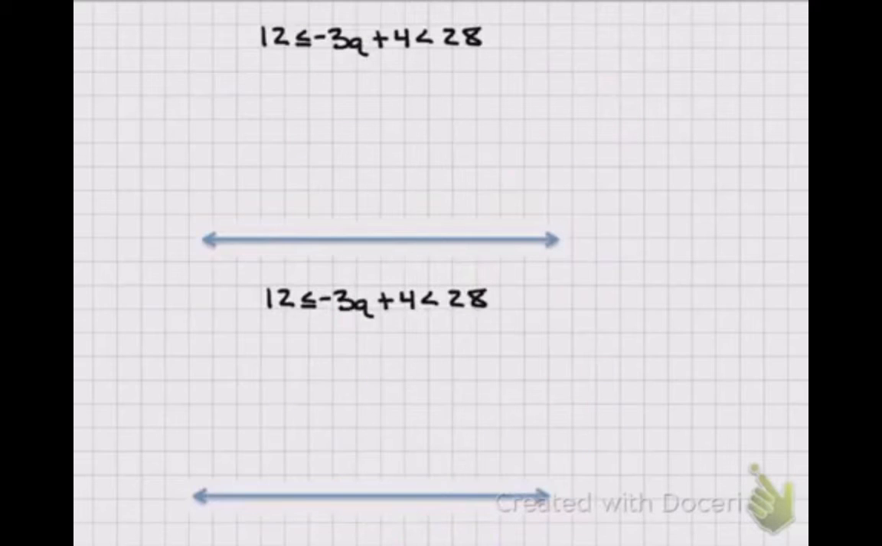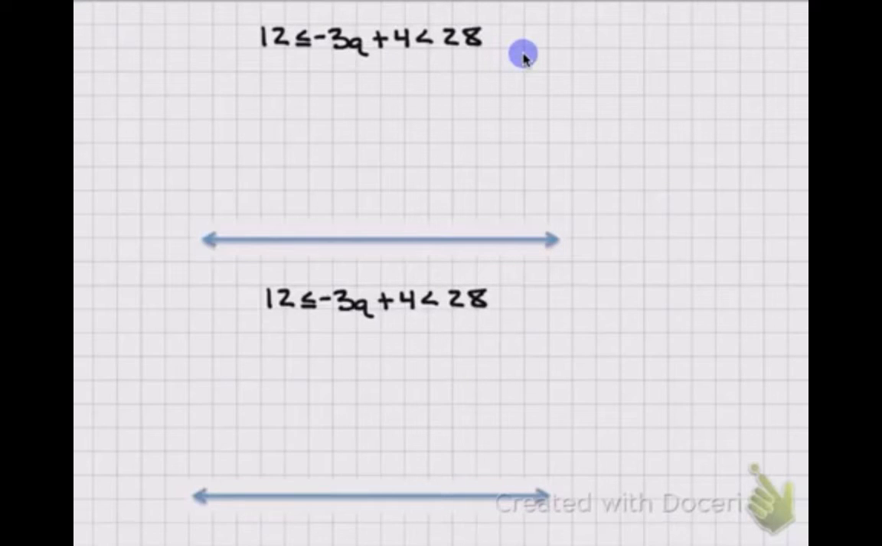All right, the last type of inequality that I want us to explore today is what happens when you have an inequality that's one of these longer, complex inequalities that can sometimes be difficult to navigate. There are two different ways that I like to handle these types of inequalities. So we're going to solve the exact same problem in two different ways. I read this as 12 is less than or equal to negative 3q plus 4, which is also less than 28. And when I look at this, I actually see two inequalities at the same time.